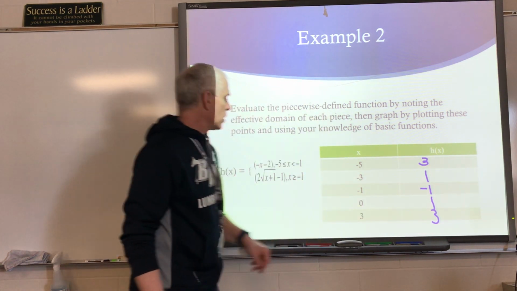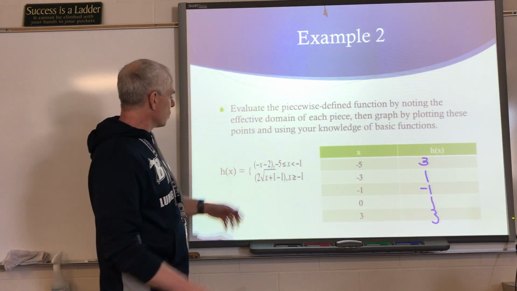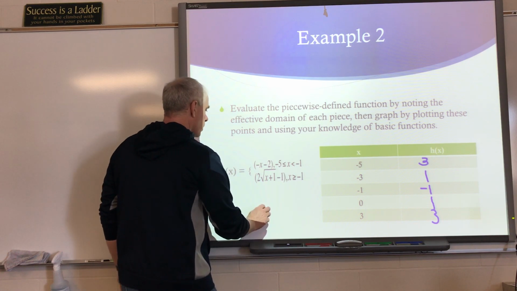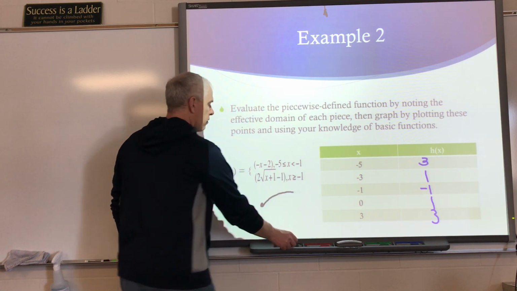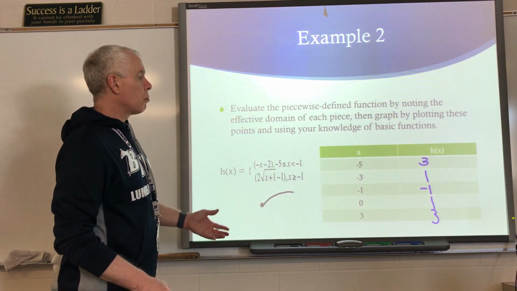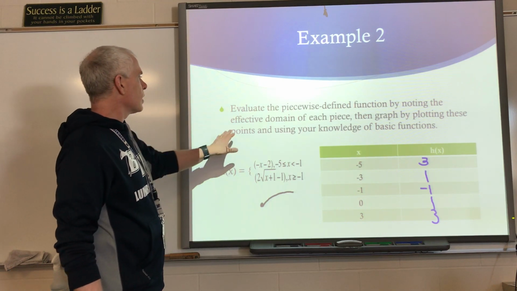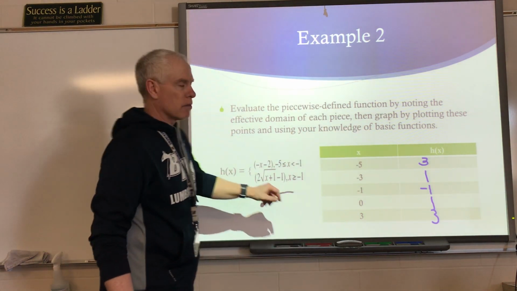These 3 points, we're going to connect like a square root function, which if you remember, a square root function kind of looks like this, like half of a sideways parabola. And so we're going to plot those points and connect them accordingly. And that's what they say when they say using your knowledge of basic functions.